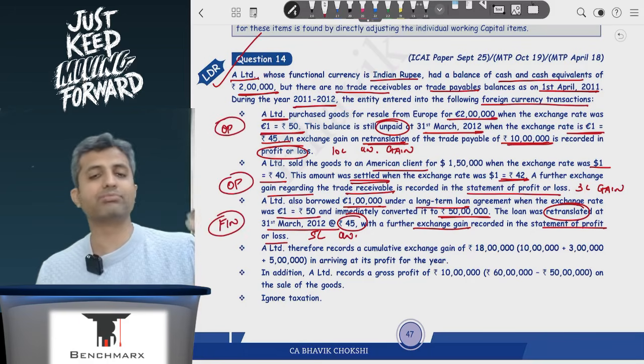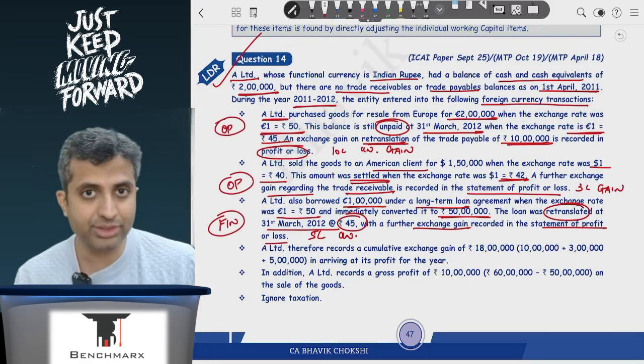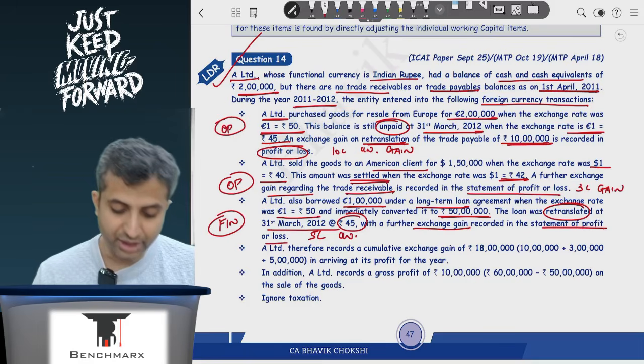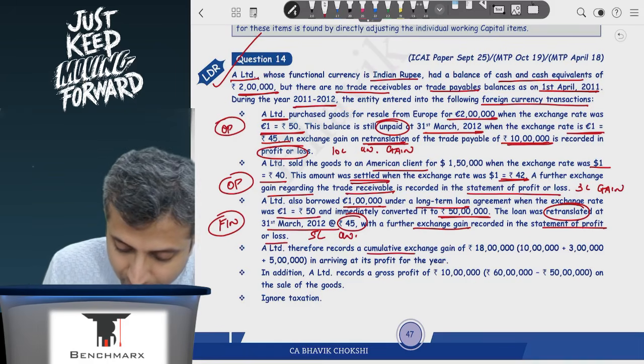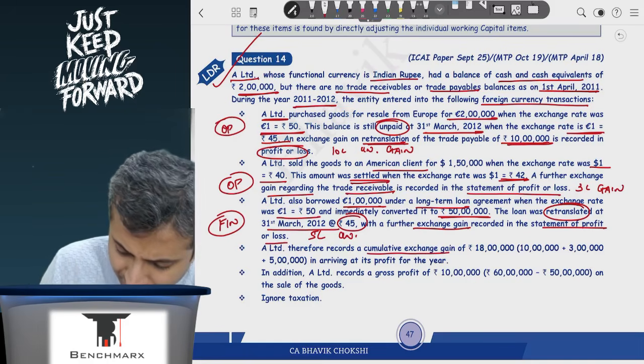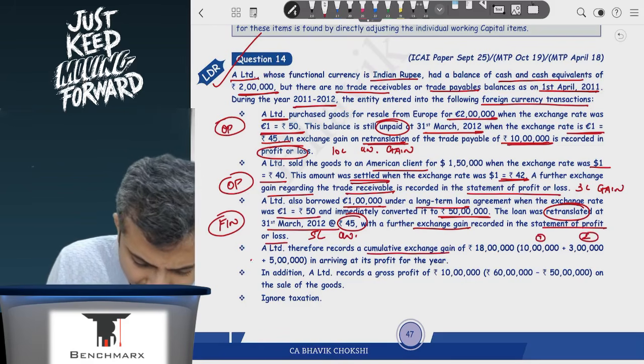But this is not linked to operating, it is linked to financing actually. See, the first two items may be realized, may be unrealized, but they were linked to operations. The gain or loss on the loan is linked to financing. A therefore records a cumulative exchange rate gain of 10 lakhs on the first thing, 3 lakhs on the debtor and 5 lakhs on the loan.